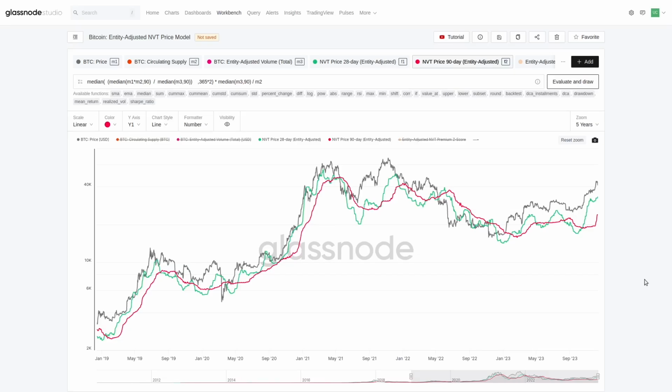Now, the last model I just want to quickly touch on, pricing model, is the NVT price model. Now, this one here is basically a fair value estimate. Obviously, all these things are always models, they're estimates, they're never perfect. But the idea is that Bitcoin is obviously settling transaction volume.